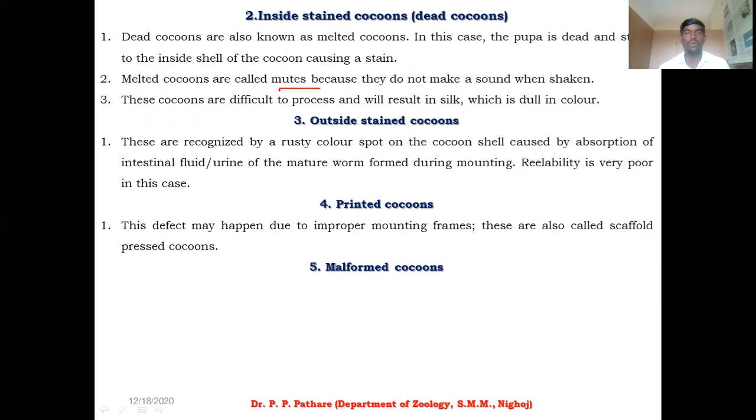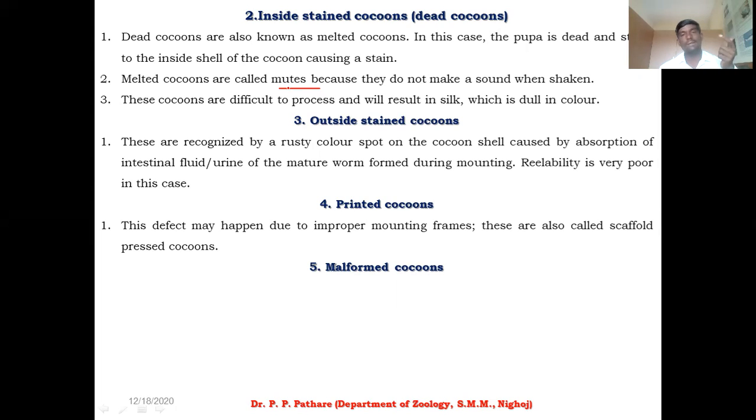I hope you are able to understand what the inside stain cocoon is. This happens because of the death of the pupa inside the cocoon. And it will also be called a mute cocoon because it does not make any sound when shaking the cocoon near your ear.